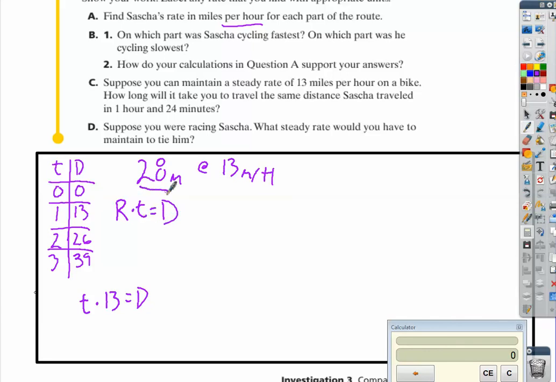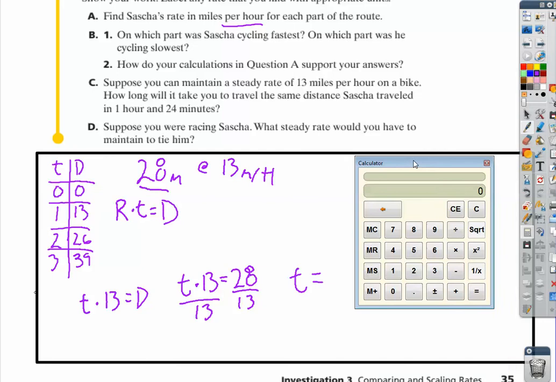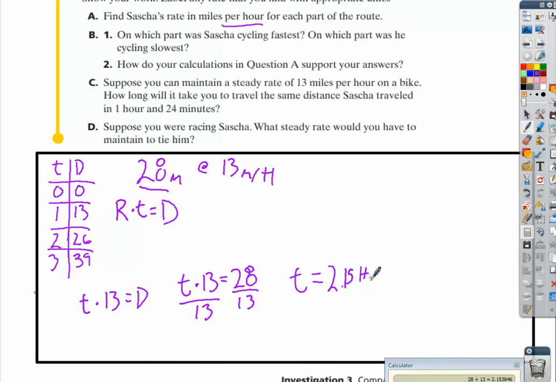28 is my distance, right? So time times 13 is equal to the distance of 28. Well, what's the opposite of multiplying t by 13? Dividing by 13. So I divide by 13, divide by 13. And so I will have t is equal to, I'm not going to do that one in my head, so I have 28 divided by 13, and I will get 2.15 hours. But who in their right mind talks about time in 0.15 hours?